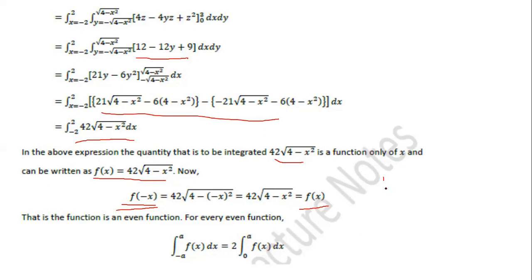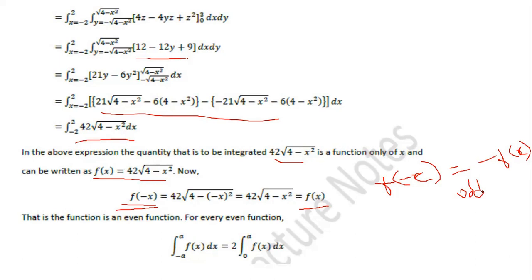If you take any function in which f of minus x is equal to minus f of x, this is called an odd function. This is in the case of odd. In an odd function, f of minus x is equal to minus f of x.